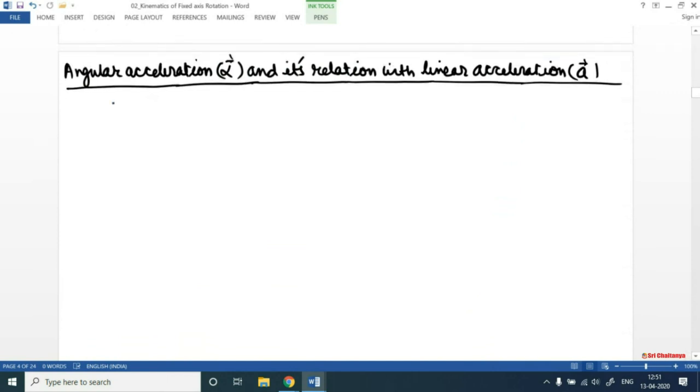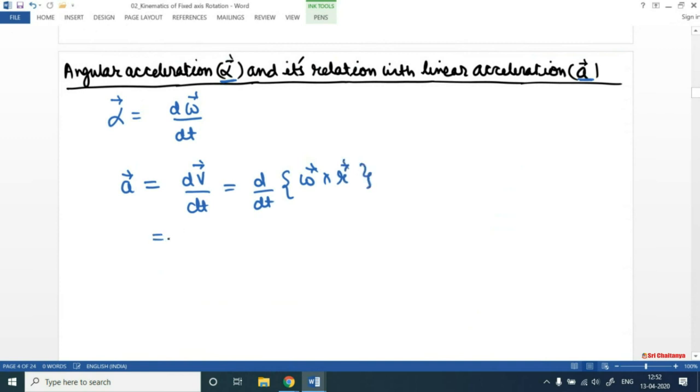Now you see, how is alpha defined? The angular acceleration alpha is defined as the rate of change of angular velocity, d omega by dt. So now we are interested in finding out the relationship between alpha and a. Here a is basically dv by dt, and just now we have established a relationship for v. V is nothing but omega cross r. So this we can write as d omega by dt cross r plus omega cross dr by dt.